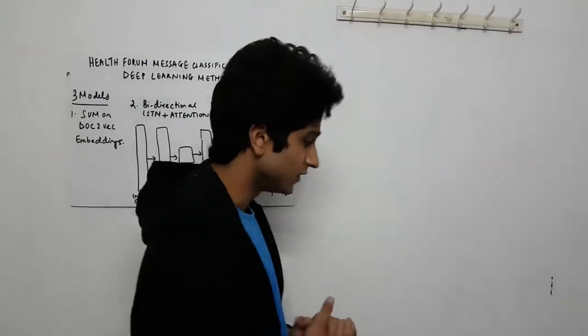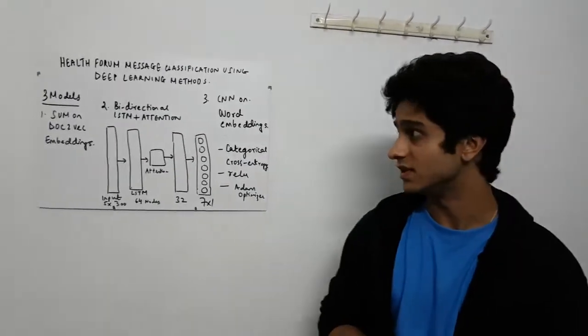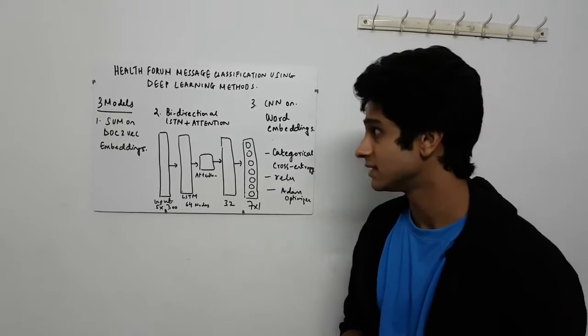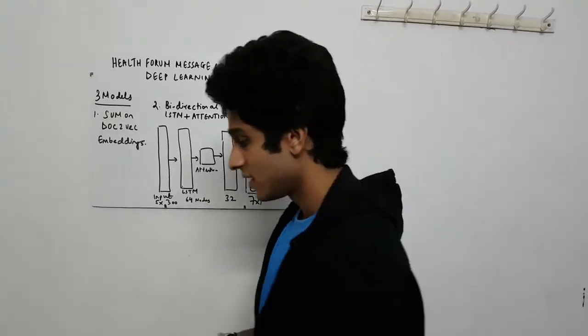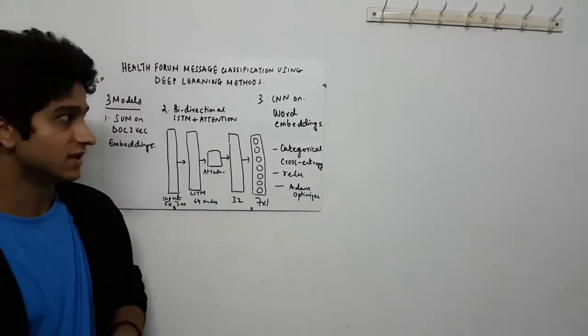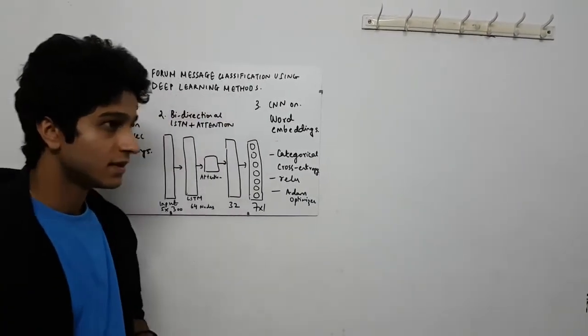So basically, we used three models here. One was the SVM on doc-to-vec embeddings. Then the second was a bi-directional LSTM with attention. And the third was a CNN model on word embeddings.